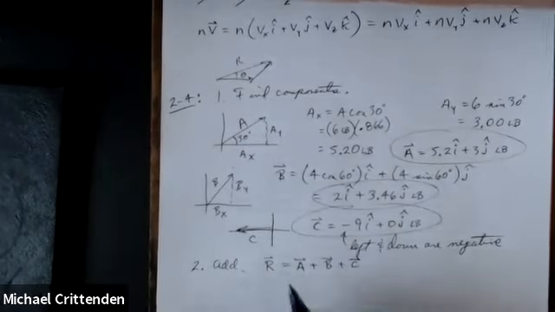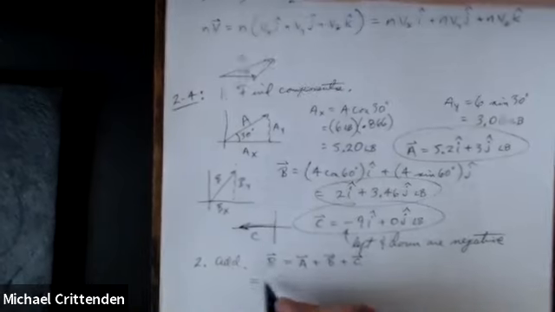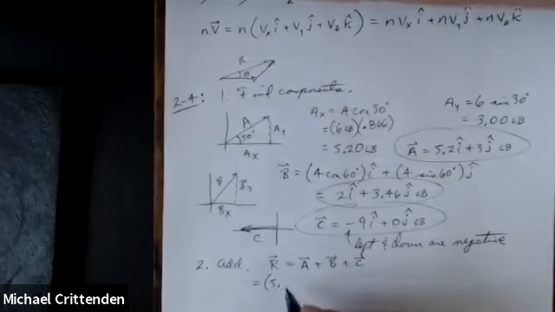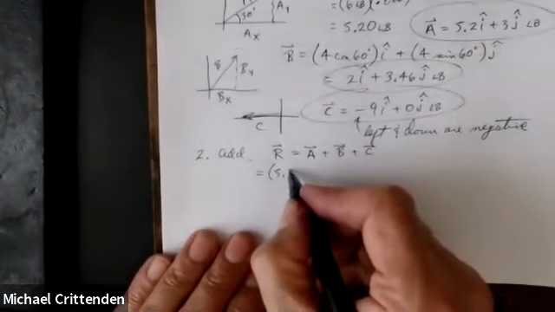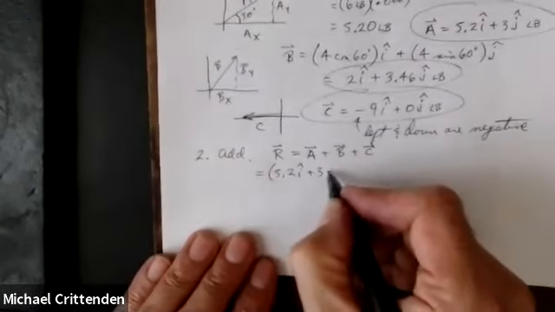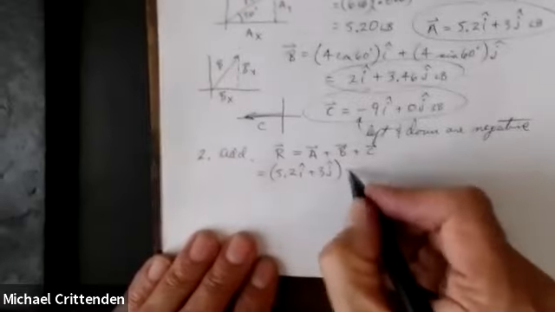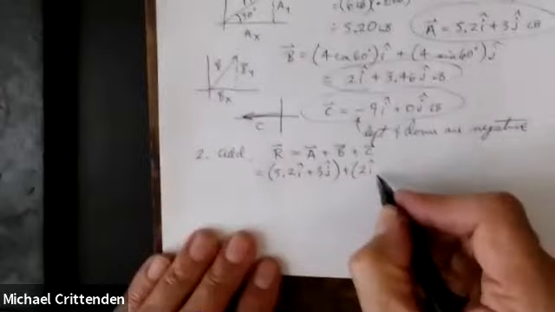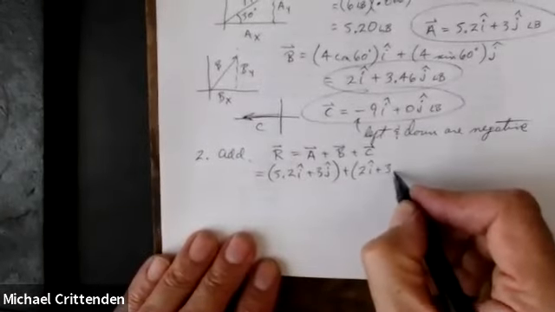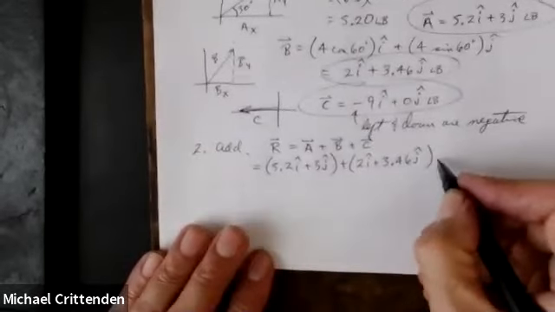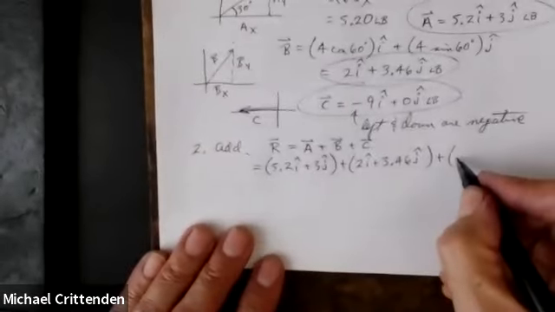6 is a scalar. A is this vector, 5.2i plus 3j. And B is this vector, 2i plus 3.46j. And this one is C.